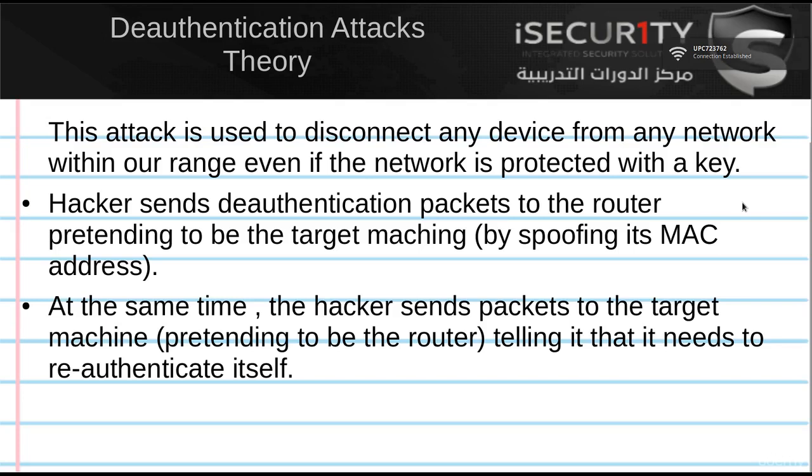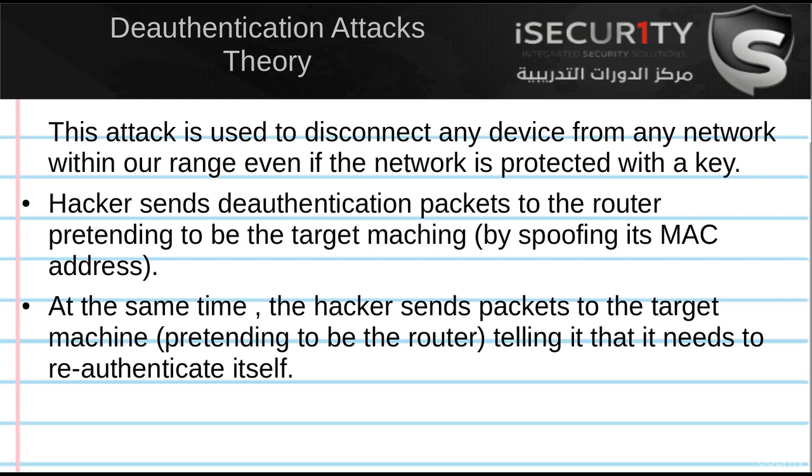Deauthentication attacks. We're still in our first section of the course, which means all the attacks that we're going to talk about are attacks that we can launch on any network within our Wi-Fi range, even if the network has encryption, even if it uses a key, and even if we don't have that key. So we don't have to connect to any network to launch these attacks. The deauthentication attack is very useful. It allows us to disconnect any device from any network that is within our Wi-Fi range.